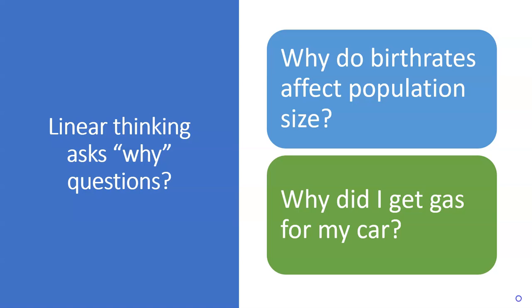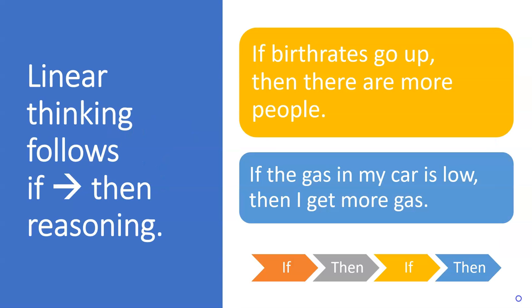Linear thinking really asks why questions. So for example, if you hear somebody asking questions that begin with why, that's pretty much a sure sign that that's linear thinking. For example, you might hear them say, why do birth rates affect population size? Or why did I get gas for my car? When you hear that, it's a sign that's linear thinking.